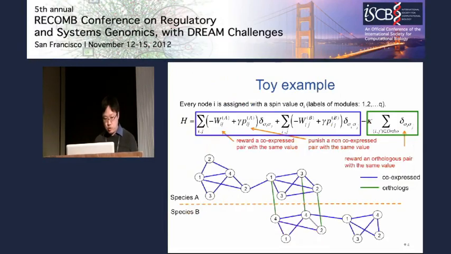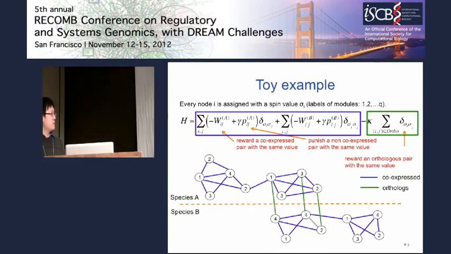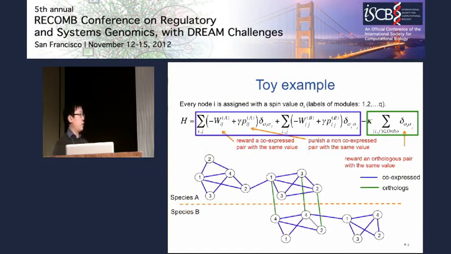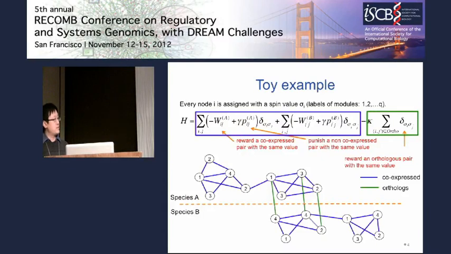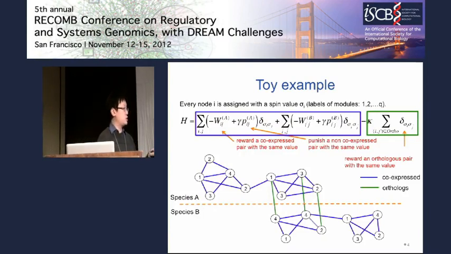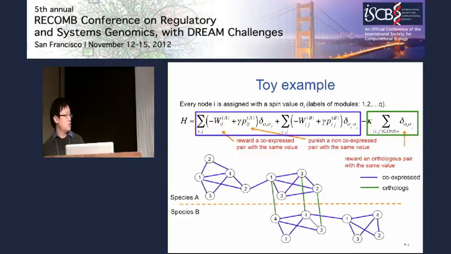I want to use a toy example to illustrate the idea behind this algorithm. Here we have two expression networks, one from species A and the other from B. The co-expression networks, labeled by the blue links, relate nodes within a species. Then there is another type of link, the green one, which connects a pair of orthologs. This node and this node are orthologs between these two species. We assign spin values to all these nodes. At the end of the day, the spin values are basically the labels of the modules.